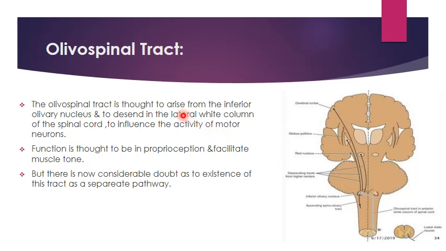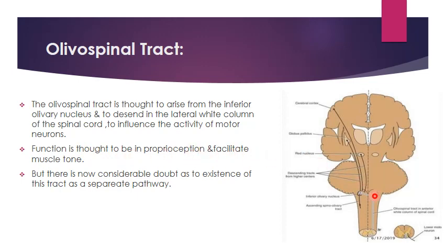Now the last one is the olivospinal tract. The olivospinal tract is thought to arise from the inferior olivary nucleus present in the medulla oblongata and to descend in the lateral white column of the spinal cord to influence the activity of motor neurons. Function is thought to be in proprioception and facilitating muscle tone.